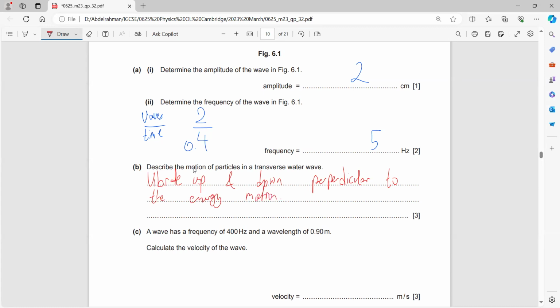You have a question? Shouldn't we say forming crest and trough, or won't we get a mark for it? No, no, it doesn't matter.